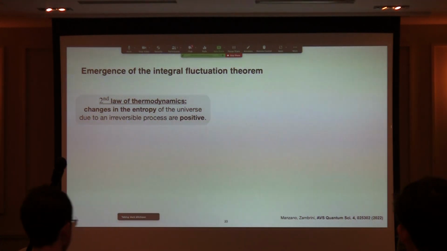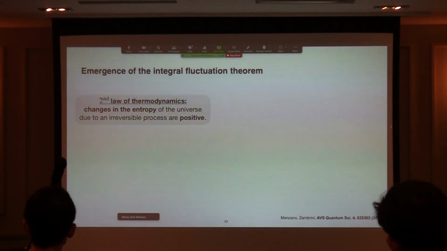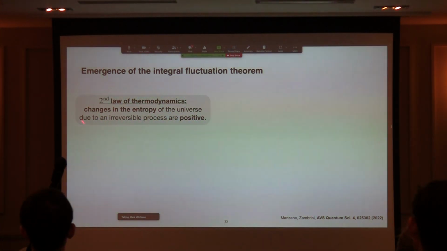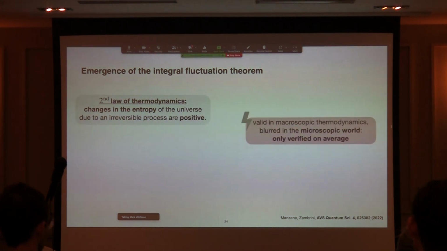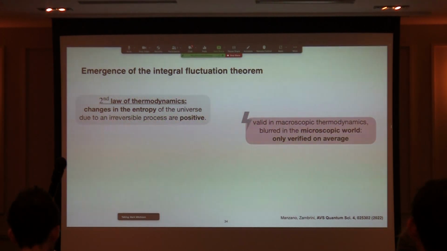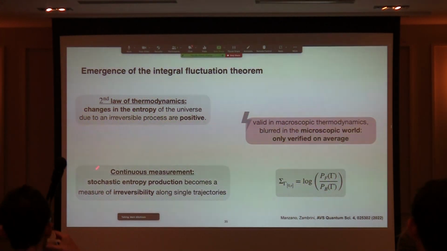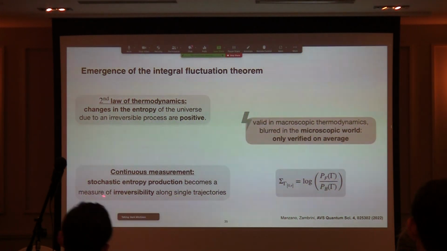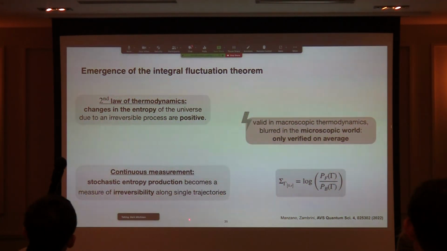And then I would like to also briefly show you some results on the emergence of the fluctuation theorem. So let's start from the second law of thermodynamics, which states that changes in the entropy due to irreversible processes are positive. Well, that's valid in macroscopic thermodynamics, but is a bit blurred in the quantum world because here it only holds on average. So in continuous measurement, you have to describe the entropy production as stochastic. And this stochastic entropy production becomes then a measure of irreversibility along single trajectories.